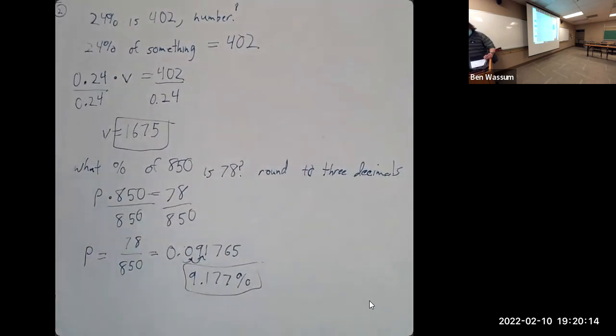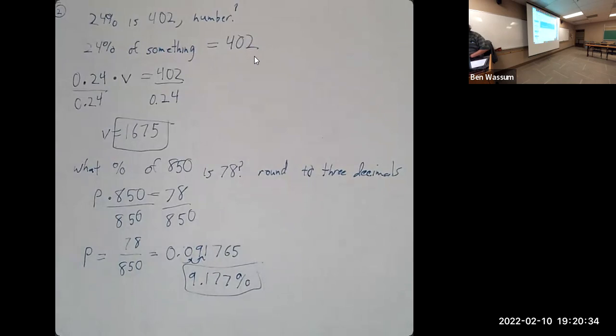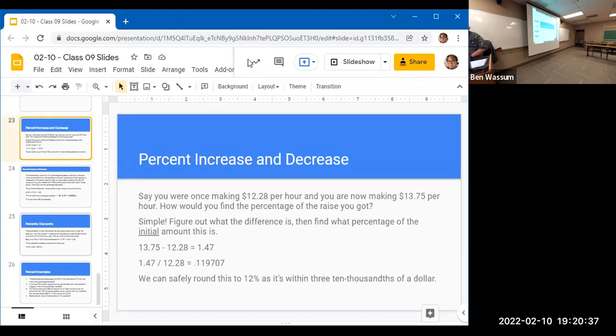Any questions, comments, concerns on any percentage stuff so far? So we have a couple of concepts left. We have percentage increase and percentage decrease. And then we have some discounts. And then once we get those ideas, then we're pretty much golden on percentages.